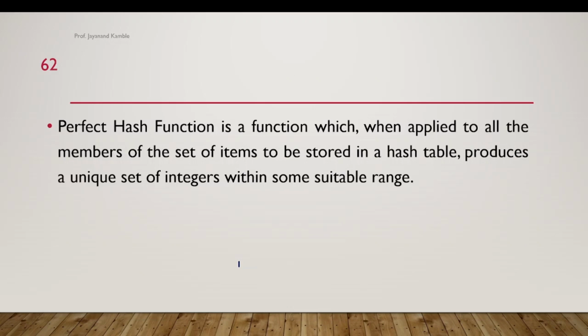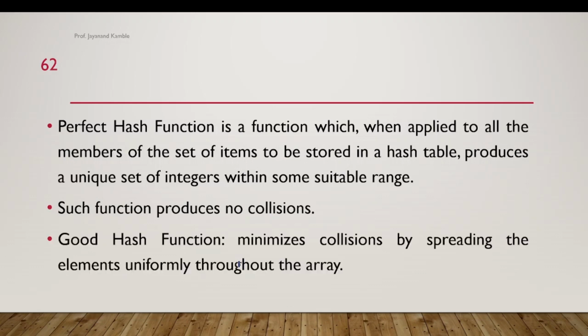A perfect hash function is a function which, when applied to all members of the set of items to be stored in the hash table, produces a unique set of integers within some suitable range. Unique means no key is repeated. All keys are unique, and that function is called a perfect hash function. There will be no or minimum collisions. Such a function produces no collision.